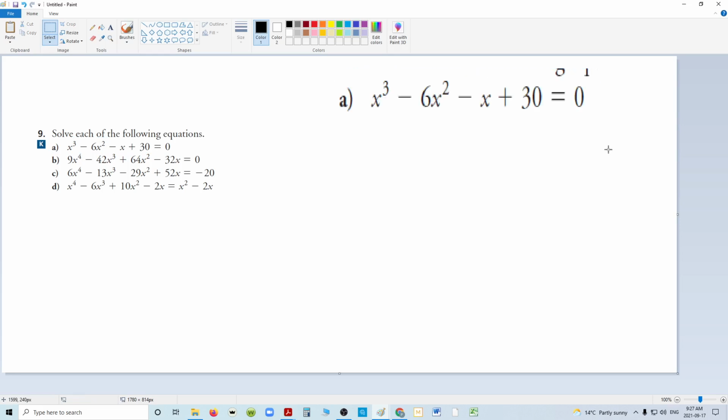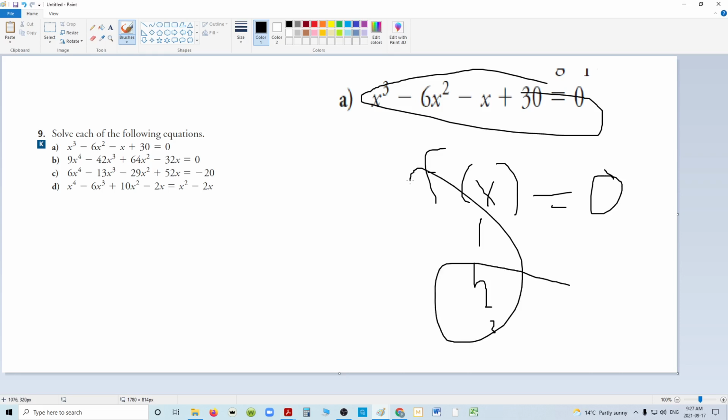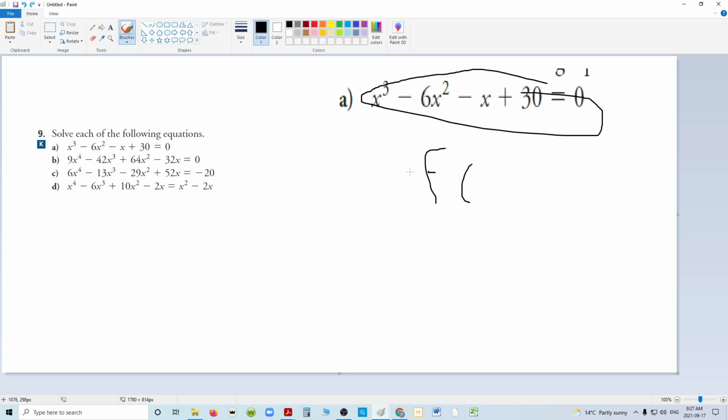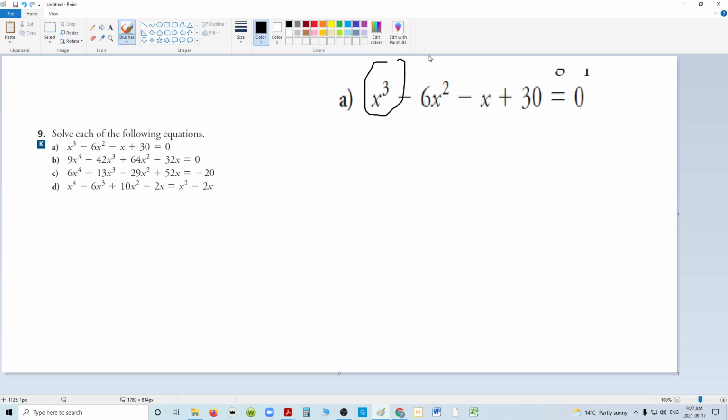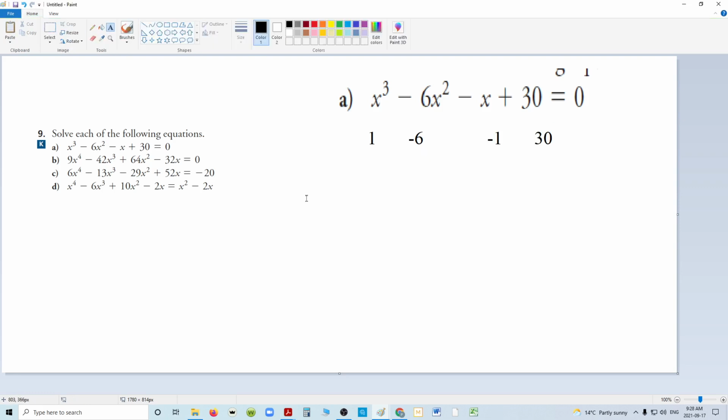Now, I also strongly suggest you just put your formula, f of x is equal to, into your graphing or scientific calculator, and just do f of 1, f of 2, f of 3. And if it comes out 0, you know you've found a root. So this one, I can almost say for certain that these numbers are so small that 1 is not going to do it. And I'm going to start right away with 3. It's just a hunch. So the numbers we're dealing with are 1, minus 6, minus 1, and 30. Notice you have the y-intercept there right at 0, 30.